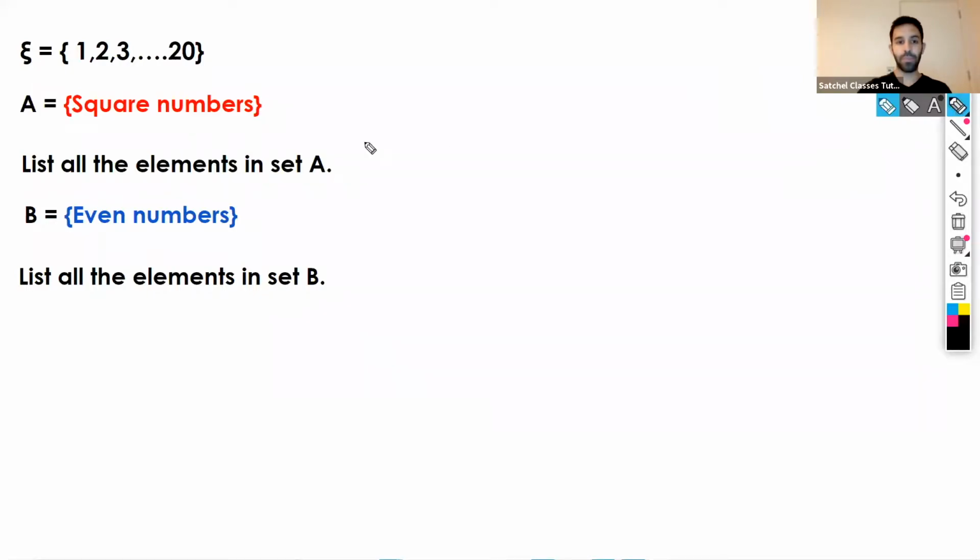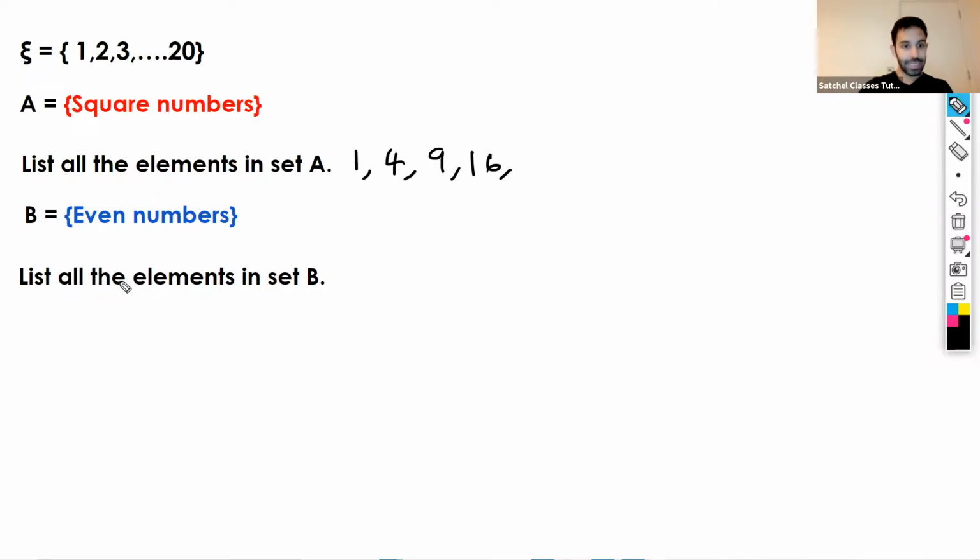So all the square numbers from 1 to 20. A square number is the product of a number multiplied by itself. So 1 times 1 is 1, so 1 is a square number. 2 times 2 is 4, 4 is a square number. 3 times 3 is 9, 9 is a square number. And then 16, and that's our last square number up to 20, because 4 times 4 is 16, but 5 times 5 is 25. So these are all our square numbers, so they will be in set A.